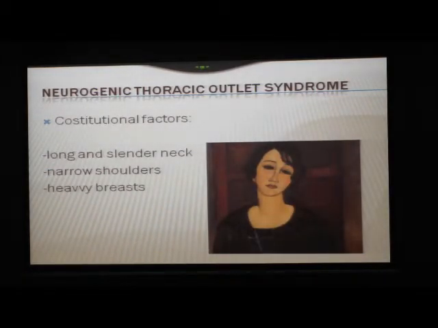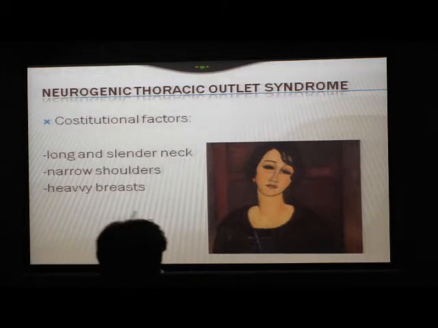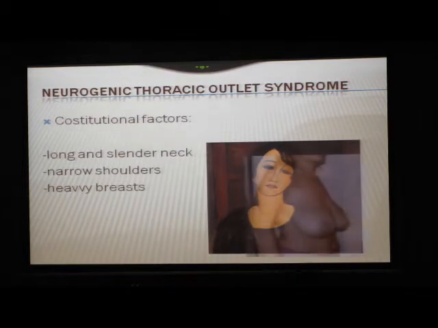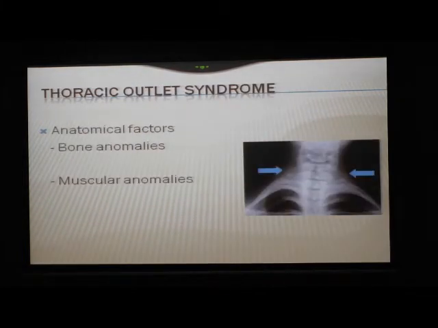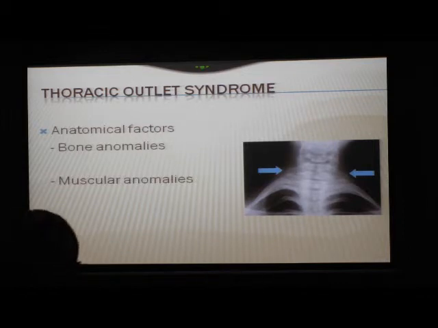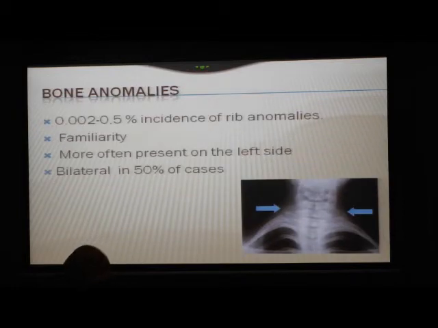Now, neurogenic thoracic outlet syndrome sometimes appears in ladies that present typical physical features. They might have a long and slender neck, narrow shoulders, and often, I would say in half of my patients, heavy breasts. There might be anatomical factors that seem to give a predisposition to development of this entrapment syndrome. Bone anomalies that actually occur in the normal population with a very low incidence and seem to be more present on the left side.